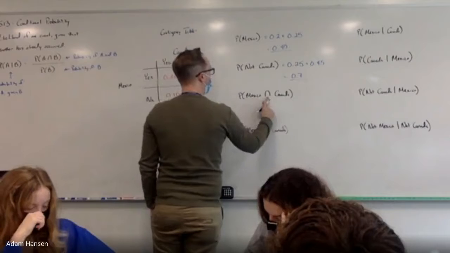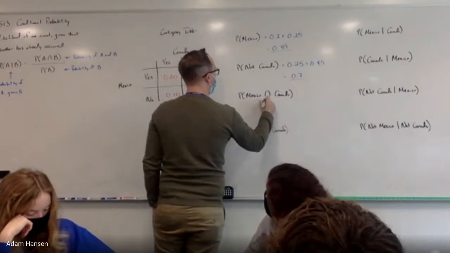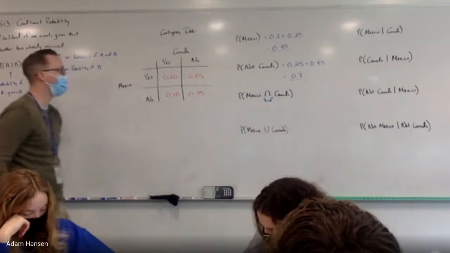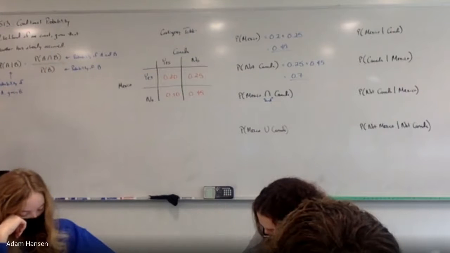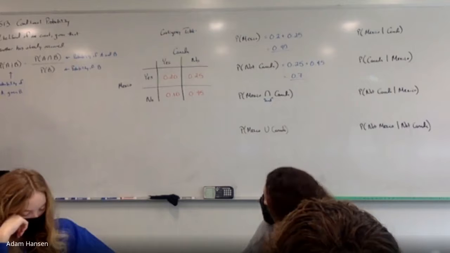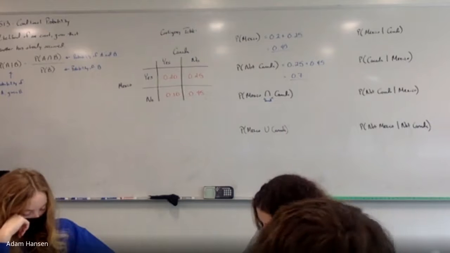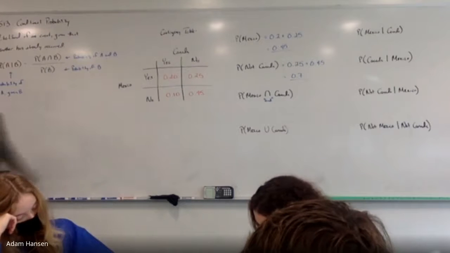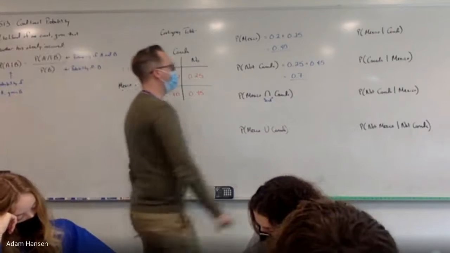This means and. Mexico intersect Canada, or Mexico and Canada. What percent of us have been to Mexico and Canada? It's just one cell on the table, one number. Yeah, the 20, those who have been to both. These guys right here, 20%.